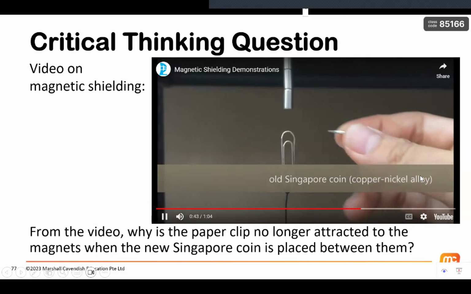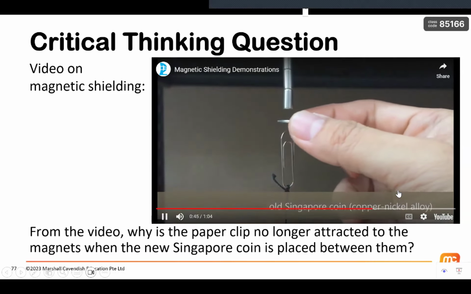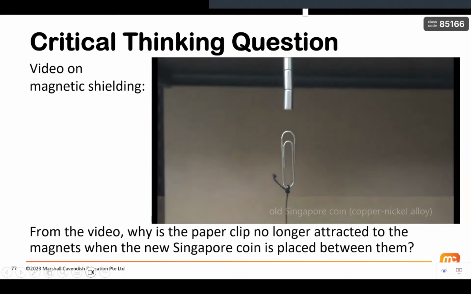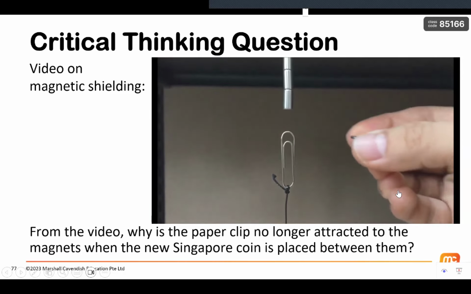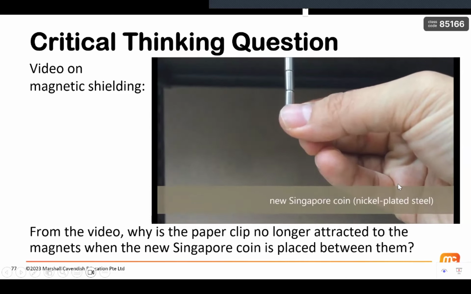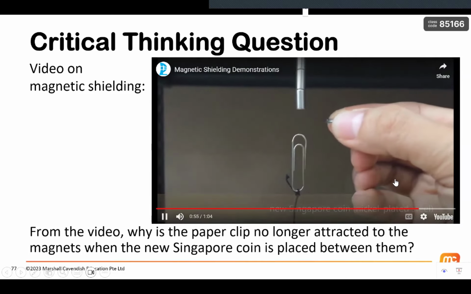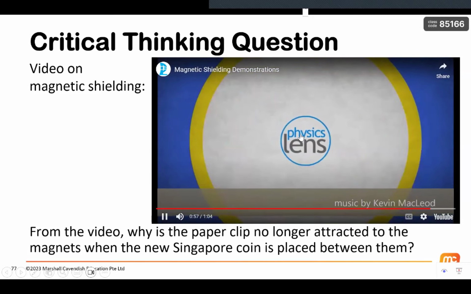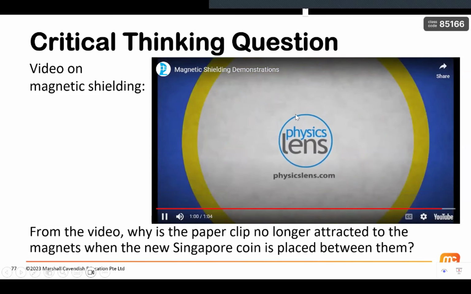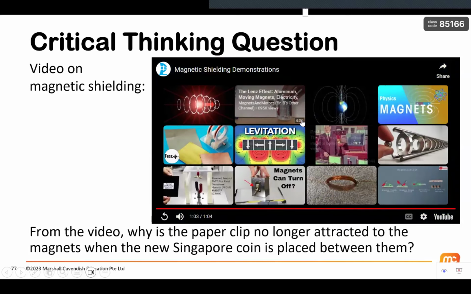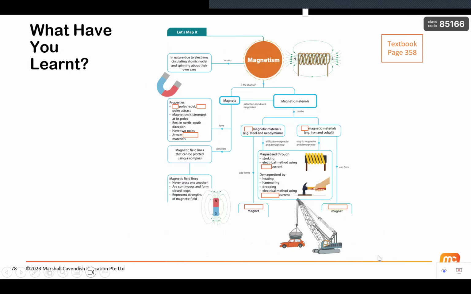So this is the old Singapore coin. It's made of copper nickel. Copper and nickel are non-magnetic, and then this one is made of nickel only. So it's magnetic, and it will provide magnetic shielding. All the magnetic lines or magnetic field will go through the coin instead of reaching the paper clip. So the paper clip will not become an induced magnet because it's not under the influence of the magnetic field, and the paper clip will drop down. Okay, that's it.